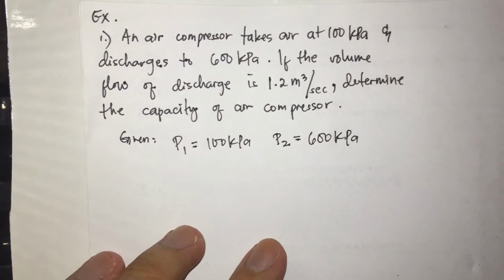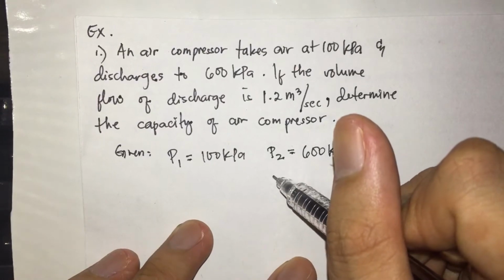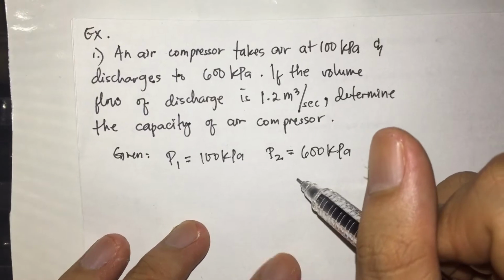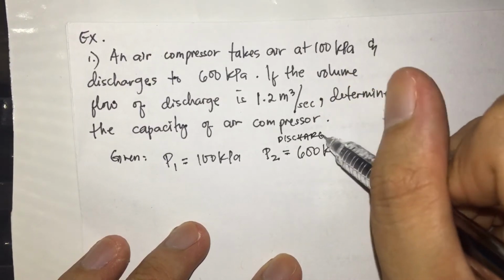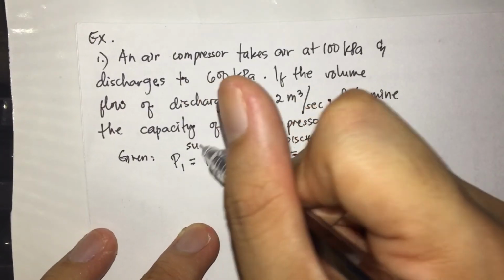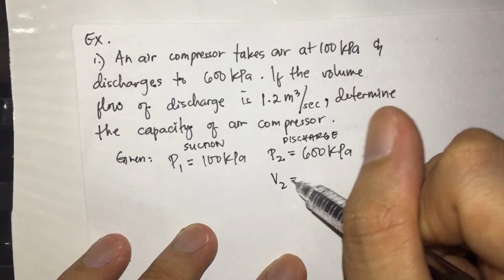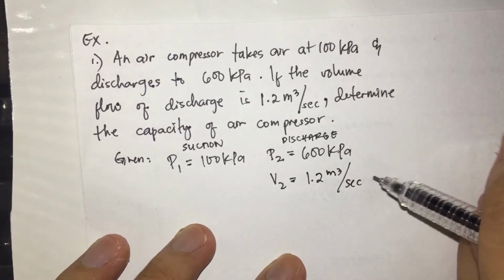And the volume flow of discharge is 1.2 meter cube per second, so this is the discharge. This is the suction. So V2, the discharge, will be 1.2 meter cube per second.